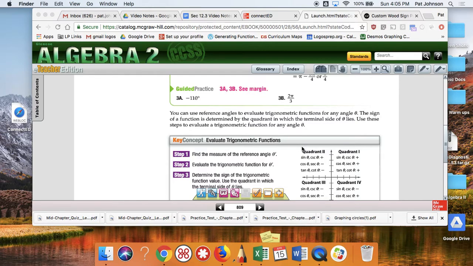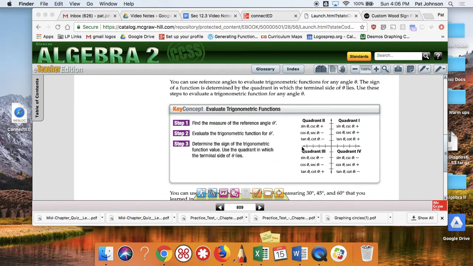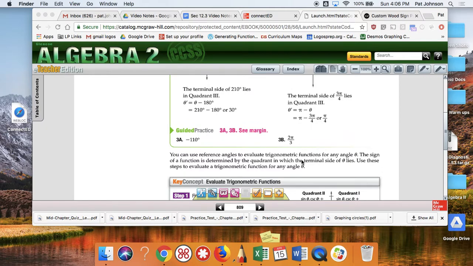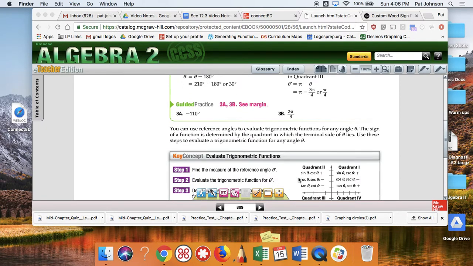Okay, now, so you can use these trig functions, and it's going to take practice, especially with the radians and the negatives, to evaluate trig functions for any angle using the reference angle. However, we have to know what sine is. So remember, we said sine is y over r, and cosine is x over r.